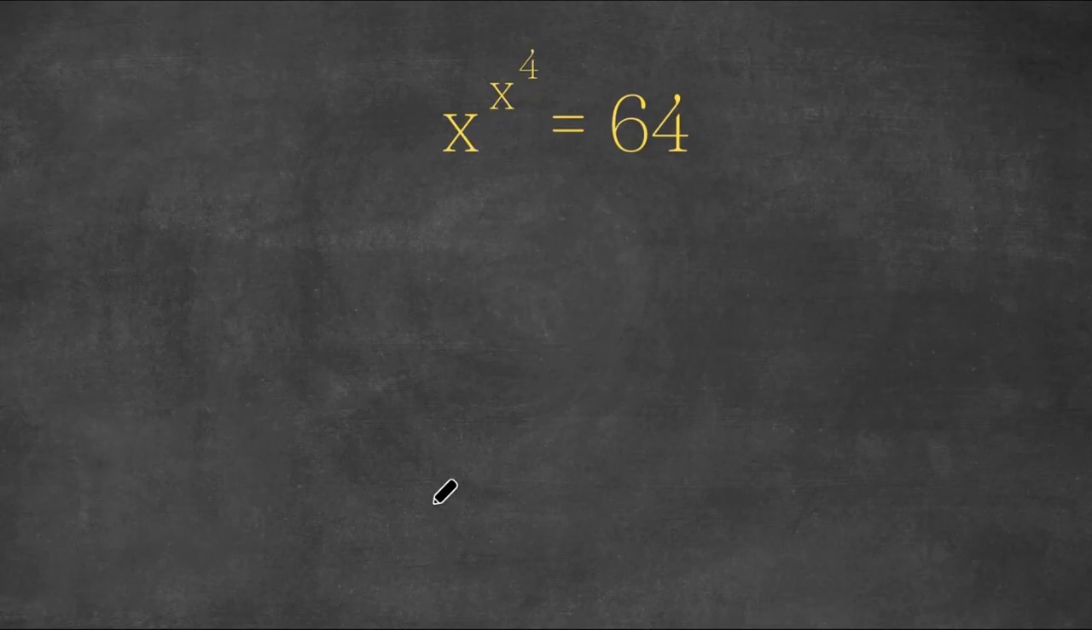In today's video, I'm going to be teaching you guys how to solve this exponential equation. So we have x to the power of x to the power of 4 equals 64. Now, what I'm first going to do is take the fourth power of both sides. So we're going to take the fourth power of x to the power of x to the power of 4 as well as 64.